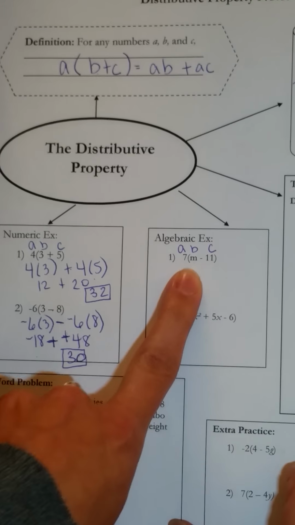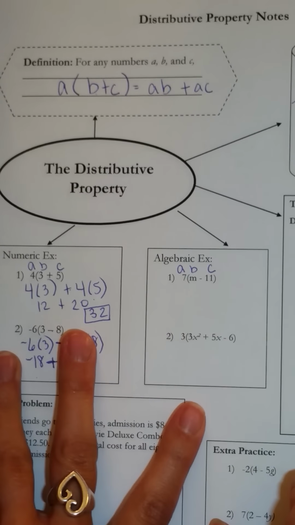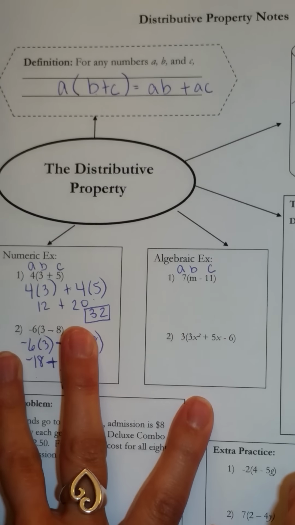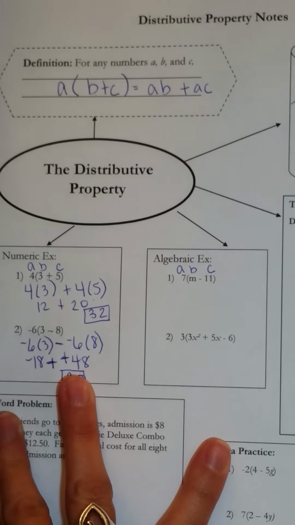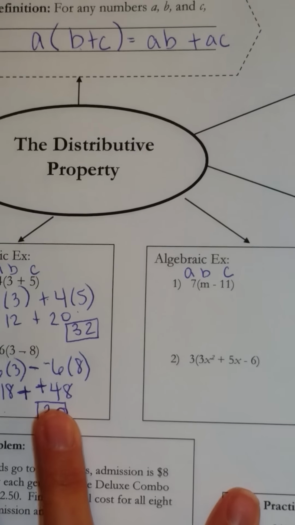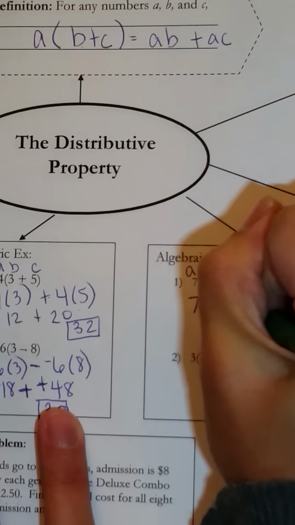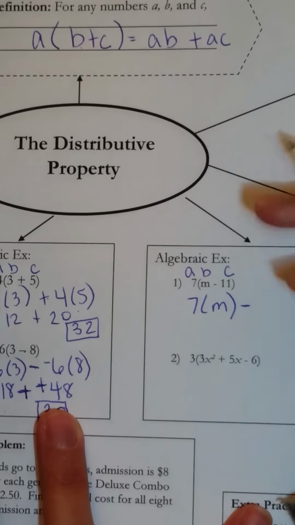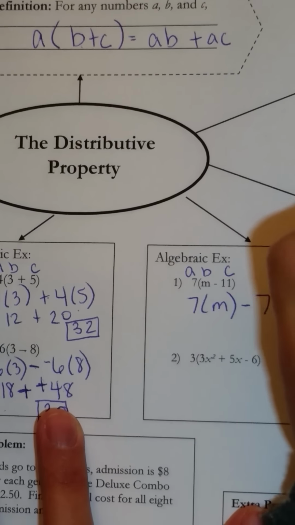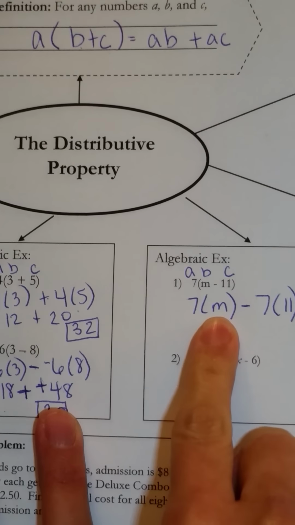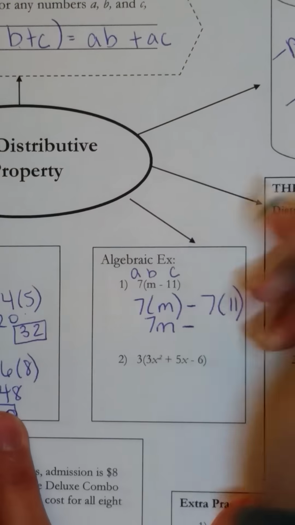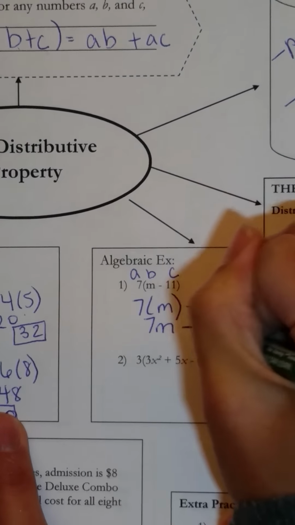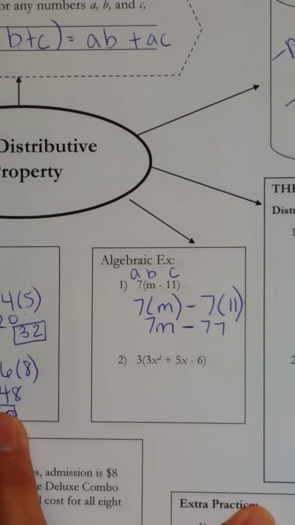Just like with our combining like terms, you're not going to be able to say M equals something here. If that's what you're worried about, it's not going to be an M equals right now. We're going to get to that later on this week. So right now I'm going to write 7 parentheses M minus 7 parentheses 11. Okay, and 7 times M is just 7M, minus 7 times 11 is just 77. And that's it. That's your answer. There's nothing else that you're going to need to do with that.